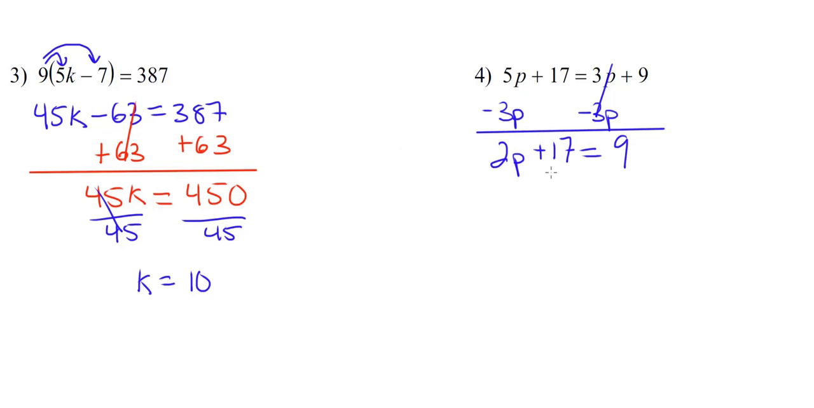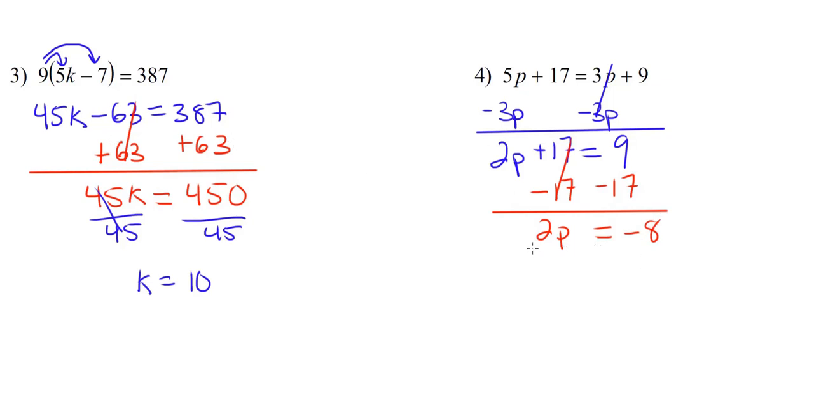For our next step, we need to get rid of positive 17, so we're going to subtract 17 from both sides. On the left, these cancel out, leaving us with 2p, and on the right, 9 minus 17, different signs subtract and keep the sign of the bigger number, that equals negative 8.